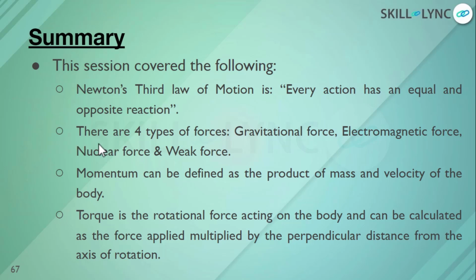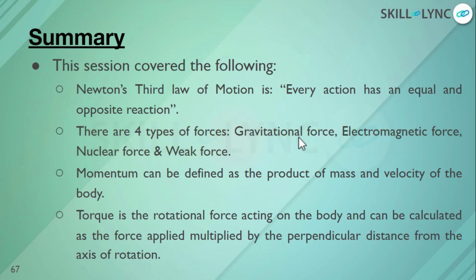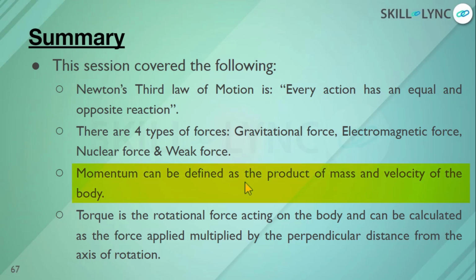We have also studied here today the 4 types of forces. Those are gravitational force, electromagnetic force, nuclear force, and weak force. We have also concluded that gravitational force and electromagnetic force come under the category of classical physics, whereas nuclear force and weak force come under the category of quantum physics. This has been classified based on the particle size and the moving velocity of the particles. We have also studied momentum, which can be defined as the product of mass and velocity of the body.